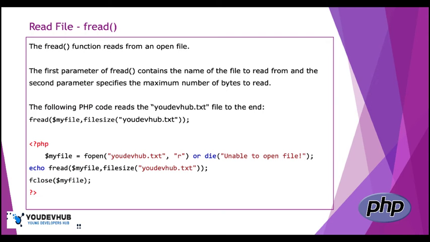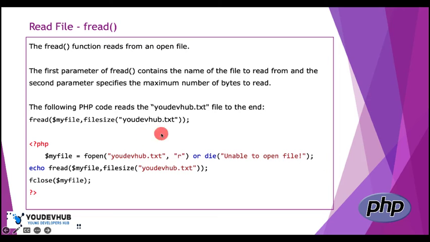Then we have another function called the fread function, which is also used to read a file. The fread function reads from an open file. That is to say, for you to read from the file, it must be open. Following the same pattern, the first parameter of fread contains the name of the file to be read, and the second parameter contains the maximum number of bytes to read. So you see it having the fread, the file it wants to read, and the file size, which is all the data inside this udevelop.txt file.